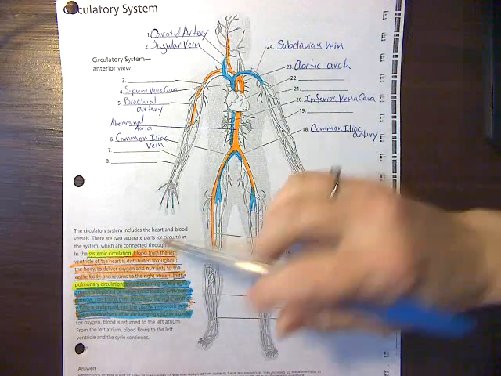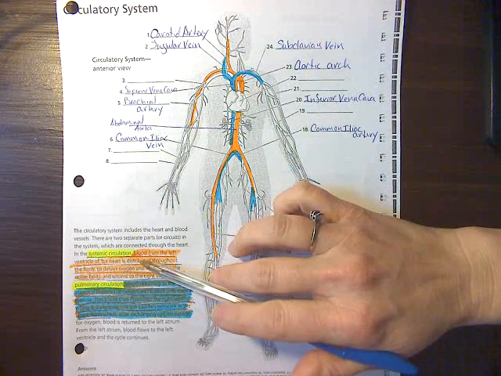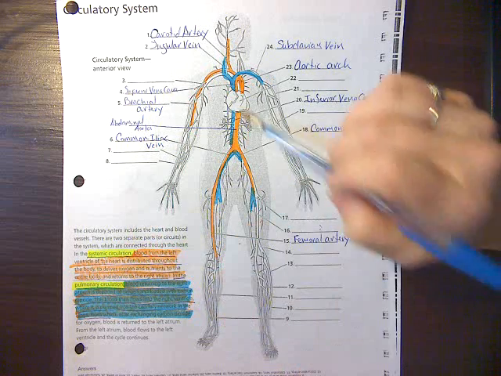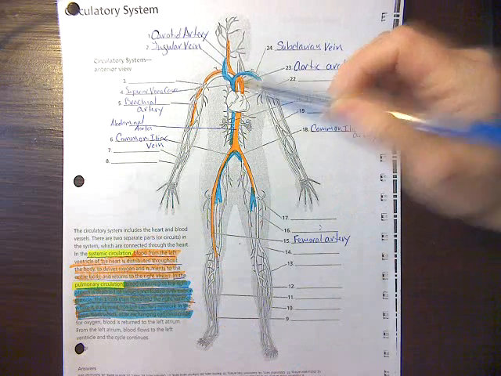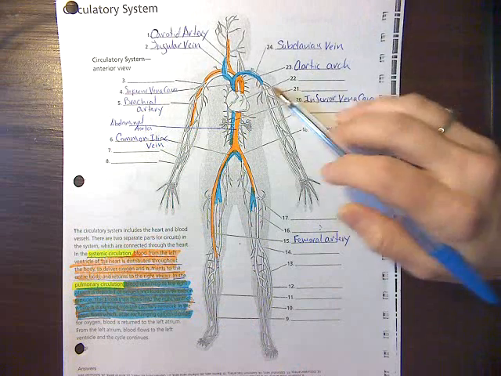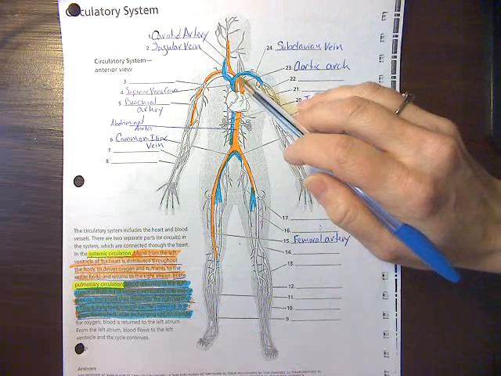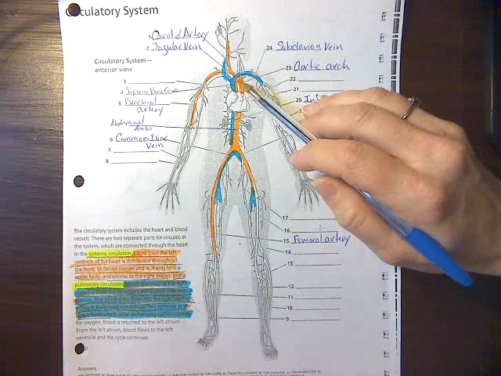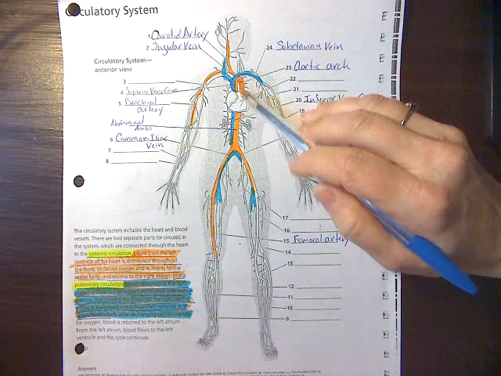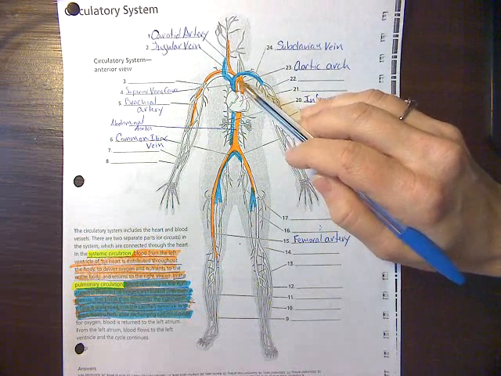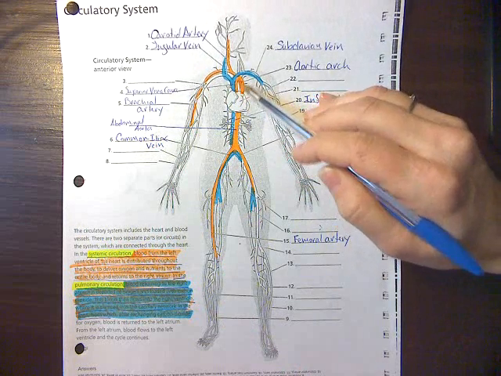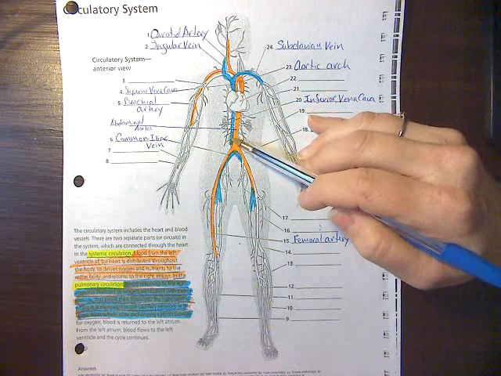Again, I said the systemic circulation carries oxygenated blood away from the heart. And so we'll start here from the heart, this arch right here, and that's the aorta or the aortic arch. You can't see it here, but there's three branches we'll see later. But that aortic arch is really important. It carries the oxygenated blood out of the heart and is going to be the primary way that it gets to the rest of the other vessels.